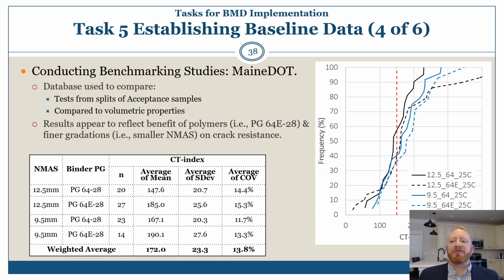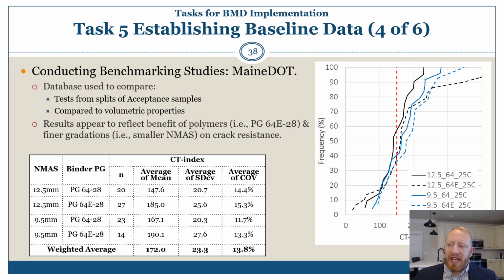Another example we have is from Maine DOT. They have a database that they've been able to compare results of tests from splits of acceptance samples, and they've compared it to volumetric properties on those same samples. And what they're showing here is 4 of their major types of mixes, 12.5 and 9.5 nominal maximum aggregate sizes, with and without polymer modified binder. And you see, although the numbers for each category are in the 20s for mixes, they can still start looking at this data. And they have a mean, standard deviation, and COV of the different mixes.